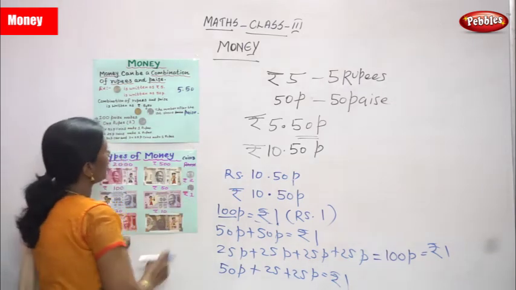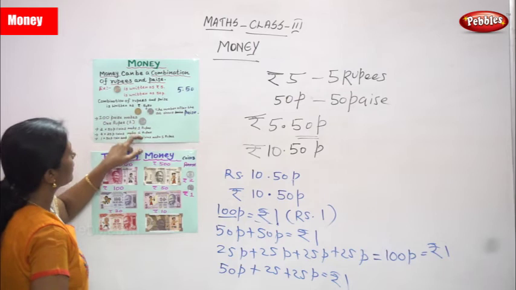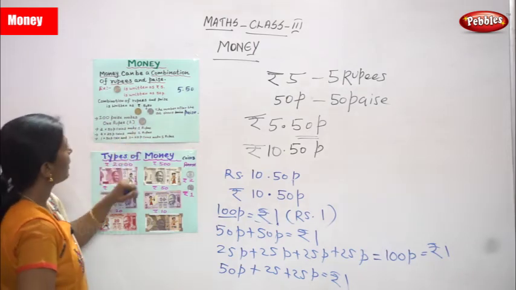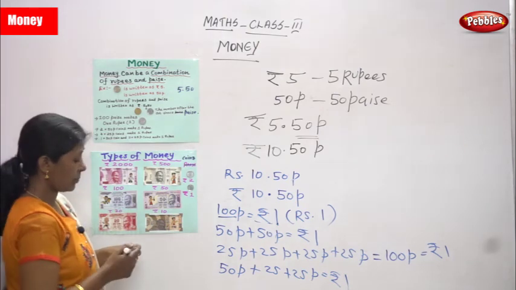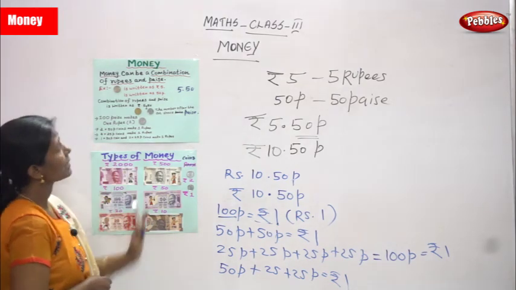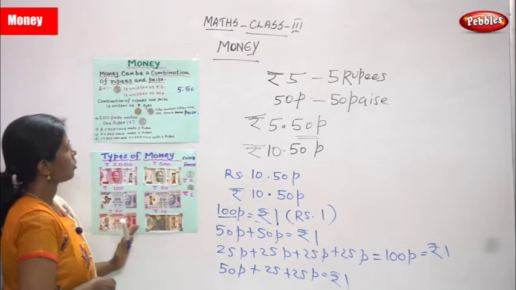This is a 1 rupee coin. And this is a 5 rupee coin. It is also a type of rupee. And this is 50 paise. This is also a 5 rupee coin. I think so. These are the basic things of money and the types of money.